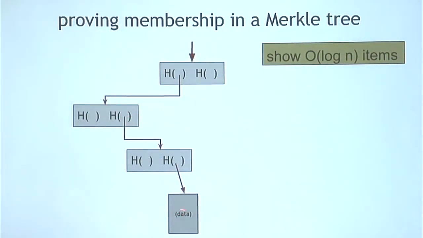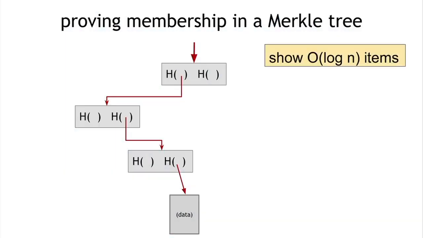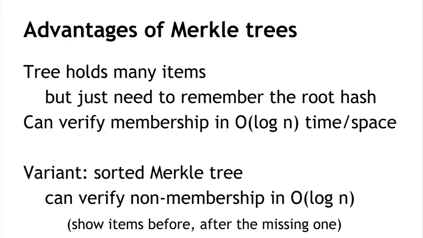And just by verifying the hashes up to the root, we can verify that this data block was in the Merkle tree. So that takes about log n items that we need to be shown, and it takes about log n time for us to verify it. And so with a very large number of data blocks in the Merkle tree, we can still prove membership in a relatively short time.